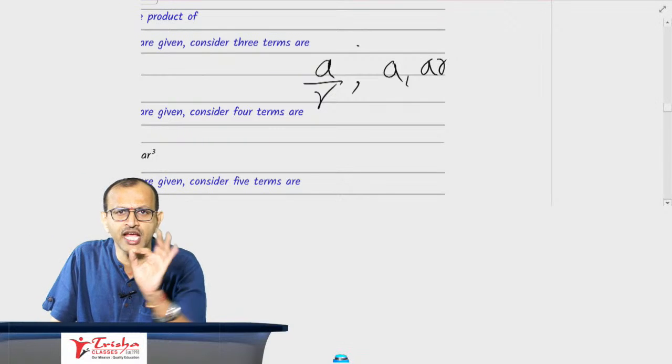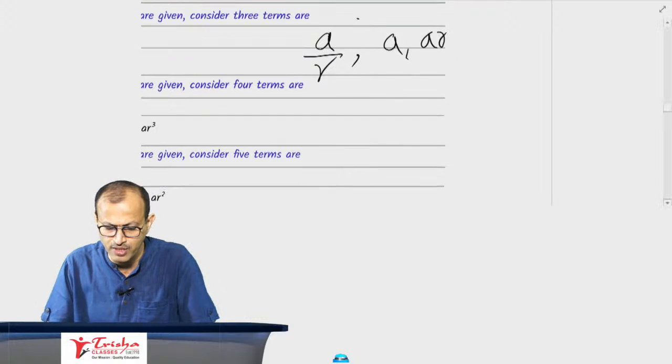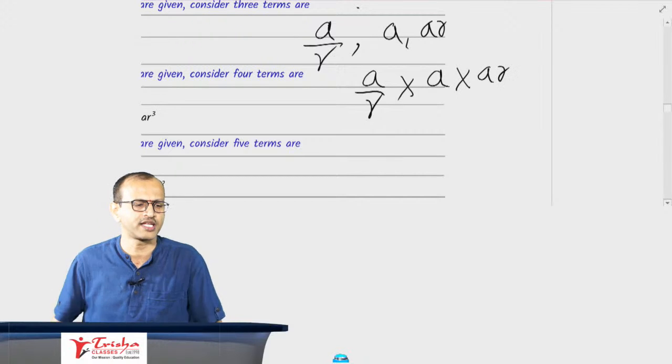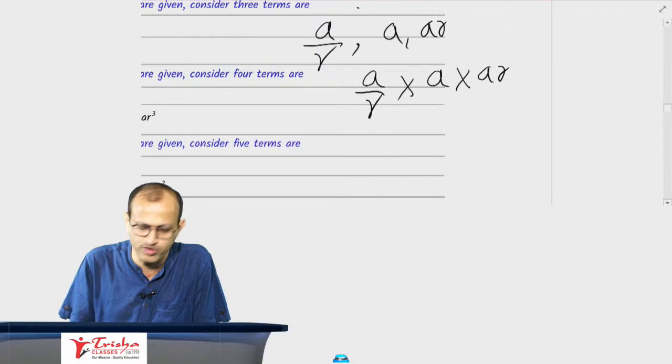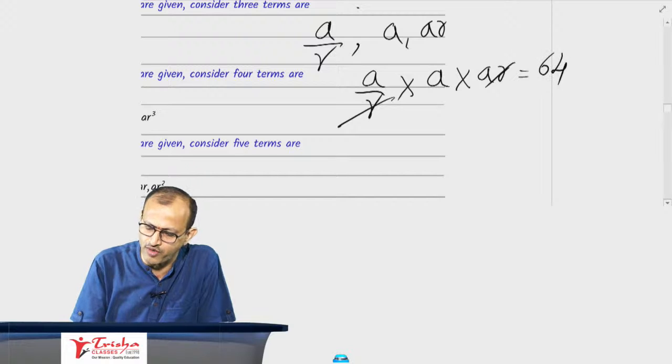In AP, A minus D, A plus D, start with the sum. Here, start with the product. Can anyone tell me why you have to take the product first? A by R into A into AR. Can anyone tell me why we should take it like that? So, R cancels. Assume that the product is say 64. Then what will you do?